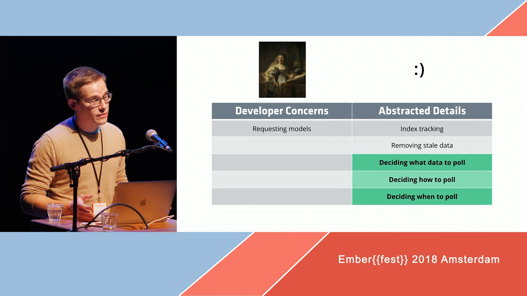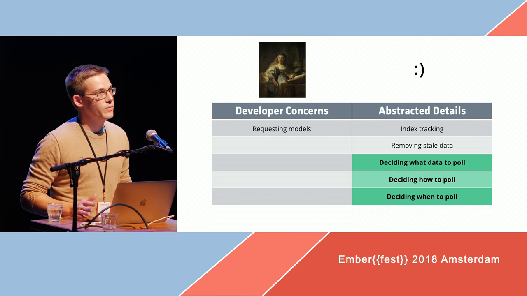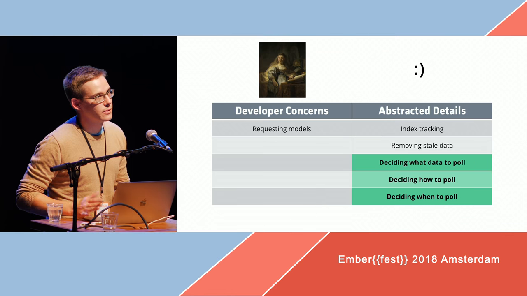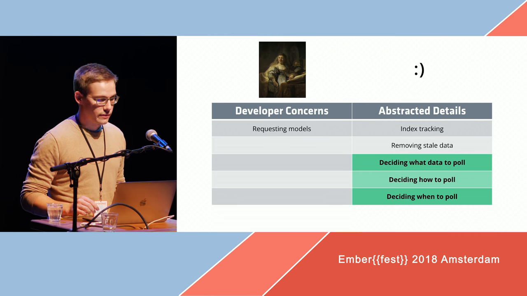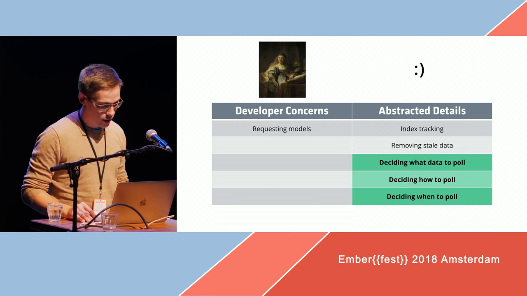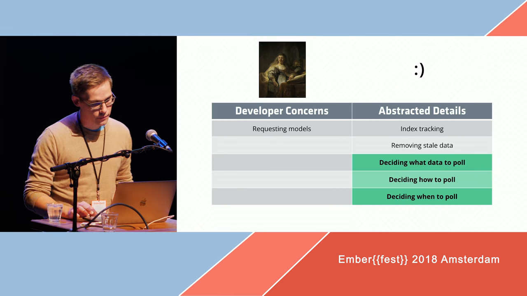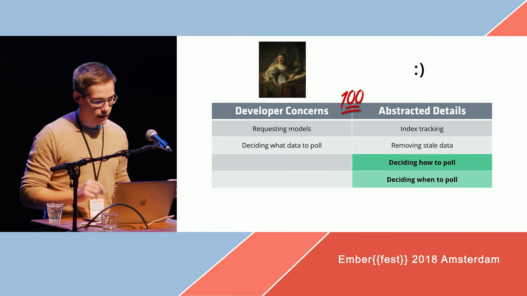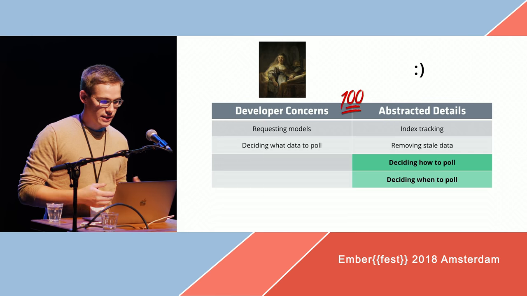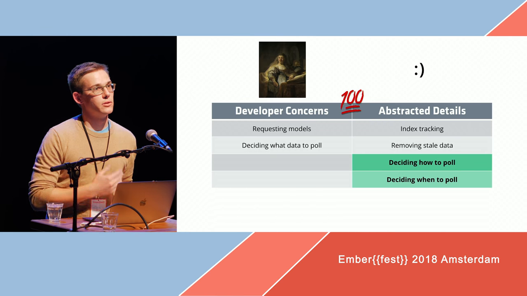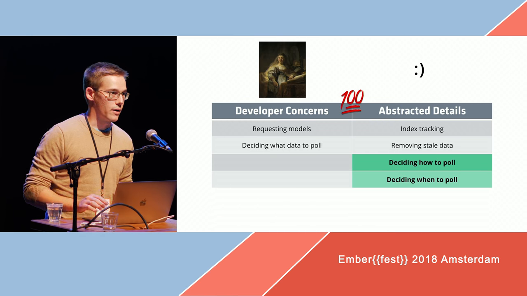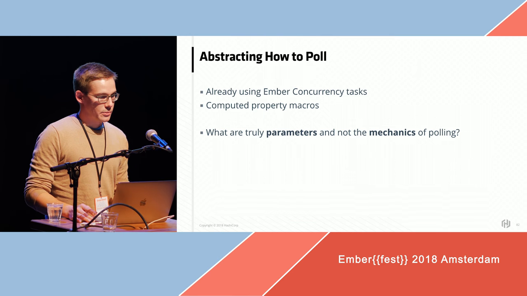Think all of this polling stuff, maybe you could assume that based on the type of data you're requesting. This would look something like overriding the store service. But based on what I know about Nomad and what I know about Ember Data, I decided this is probably the sweet spot. So now we're going to move deciding how to poll and deciding when to poll into these abstracted details so they're outside of our route code. Starting with abstracting how to poll.